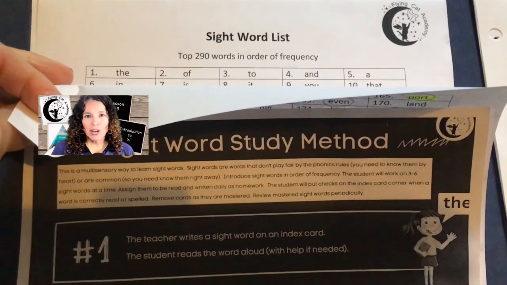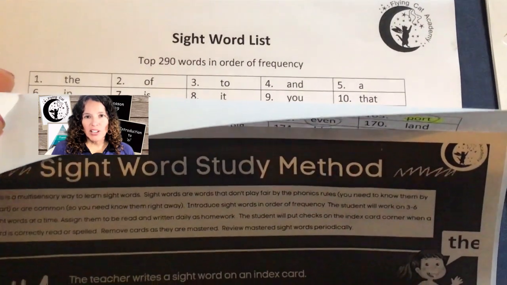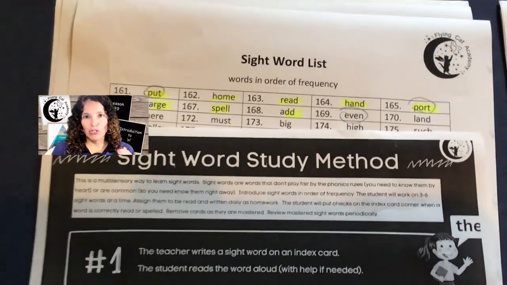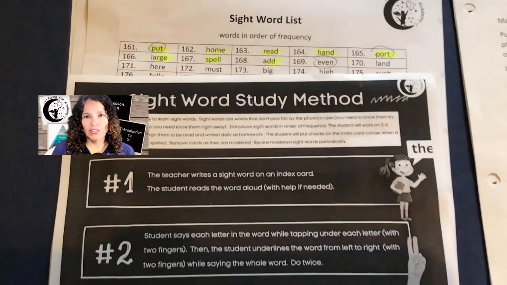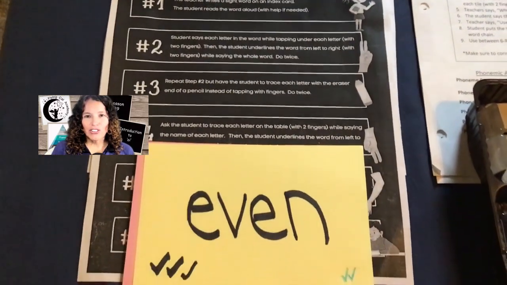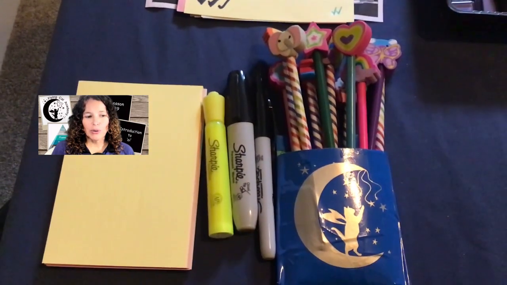You can print off this list from the flyingcatacademy.com website by going to the guided lessons section and finding the second tab, which is called Extra Resources, a second page there. You'll need the Sight Word Study Method Teacher Instruction Sheet, the student's card pack, some blank cards for introducing new sight words, highlighter markers, and some pencils.